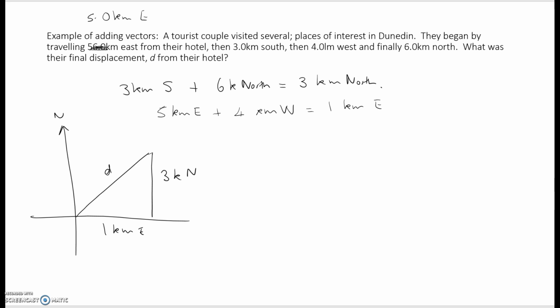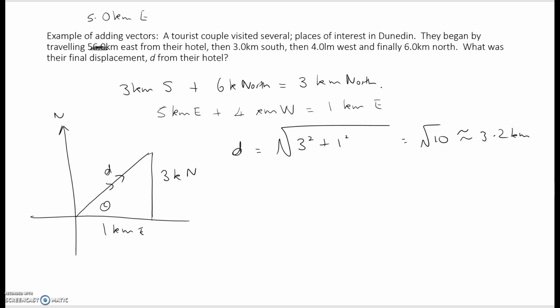If we just did a shortcut from where they started, we could find d and theta. The resultant vector is found by adding the two vectors and finding the length. So d, the distance, the length of d, is found by Pythagoras. It's just the square root of 3 squared plus 1 squared, which is the square root of 10, or approximately 3.2 kilometres. So that's how far they walked.